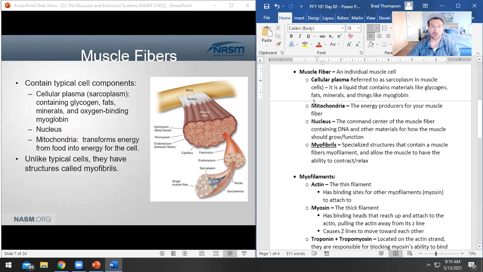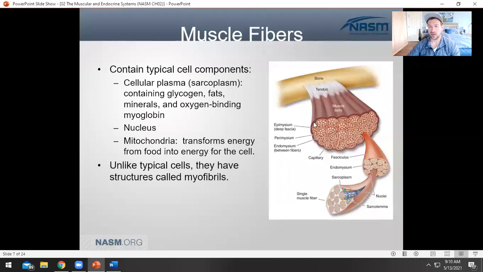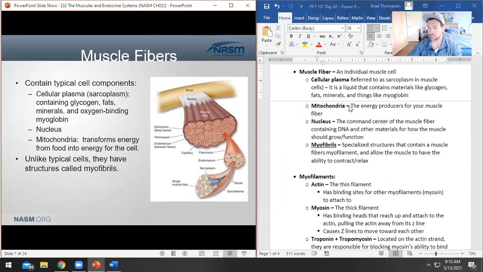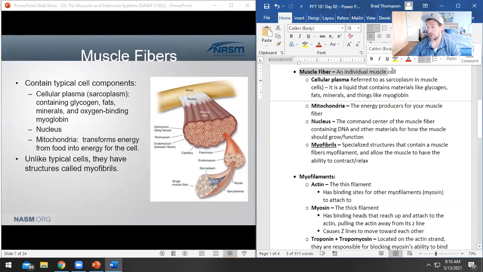All righty. So let's get a little bit more internal. Let's go ahead and zoom in a little bit. We're going to go in from this outer area and zoom in and take a look at an individual muscle cell, right? So let's take a look at a muscle fiber, what we're seeing right here. An individual muscle cell.